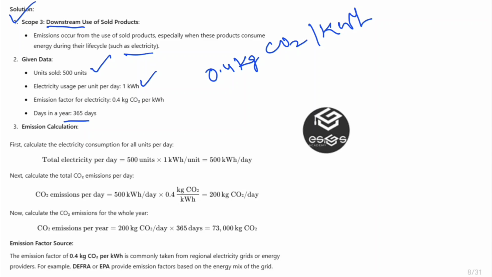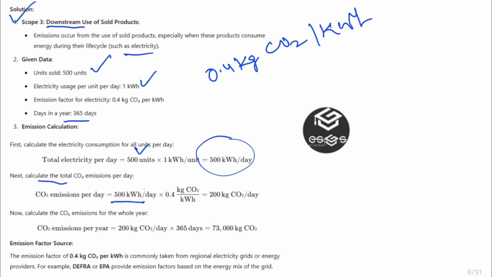First we have to calculate the electricity consumption for all the units per day. So 500 units multiplied by 1 kilowatt hour per unit, that is the electricity consumption for one unit. The answer becomes 500 kilowatt hours per day electricity consumption for all these 500 units. Now calculate the total CO2 emissions per day.